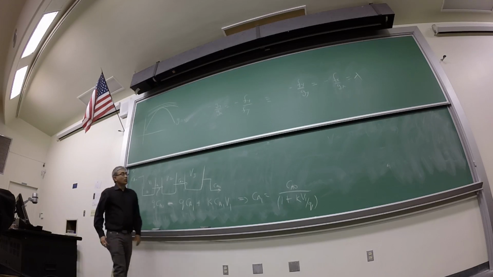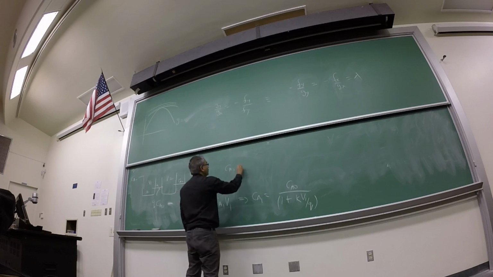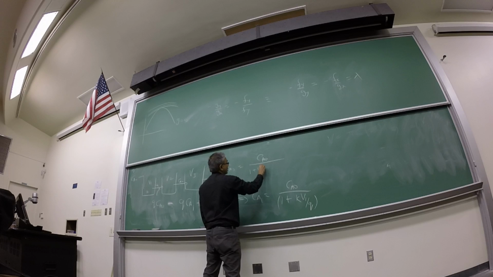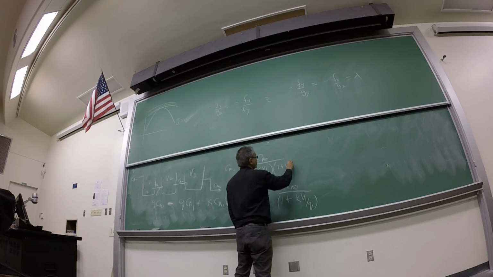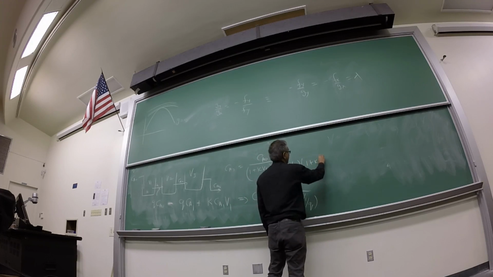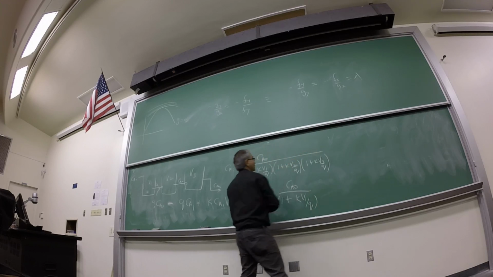So now you can clearly figure out that CA3 will be CA0 divided by 1 plus k V1 over Q, 1 plus k V2 over Q, 1 plus k V3 over Q.